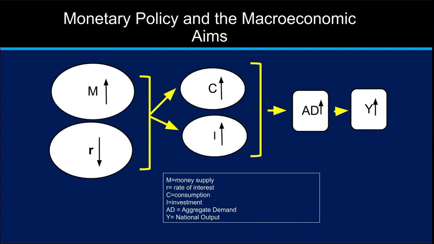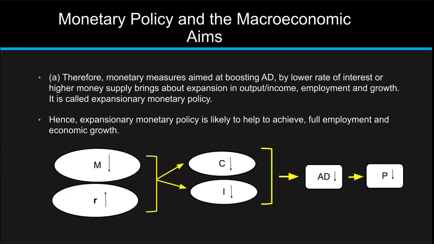So this is what we call the expansionary monetary policy. Therefore, monetary measures aimed at boosting aggregate demand by lowering the rate of interest or increasing the money supply, which brings about expansion in output or income, employment, and also growth, is called the expansionary monetary policy. Hence, expansionary monetary policy is likely to help achieve full employment and economic growth in the economy.